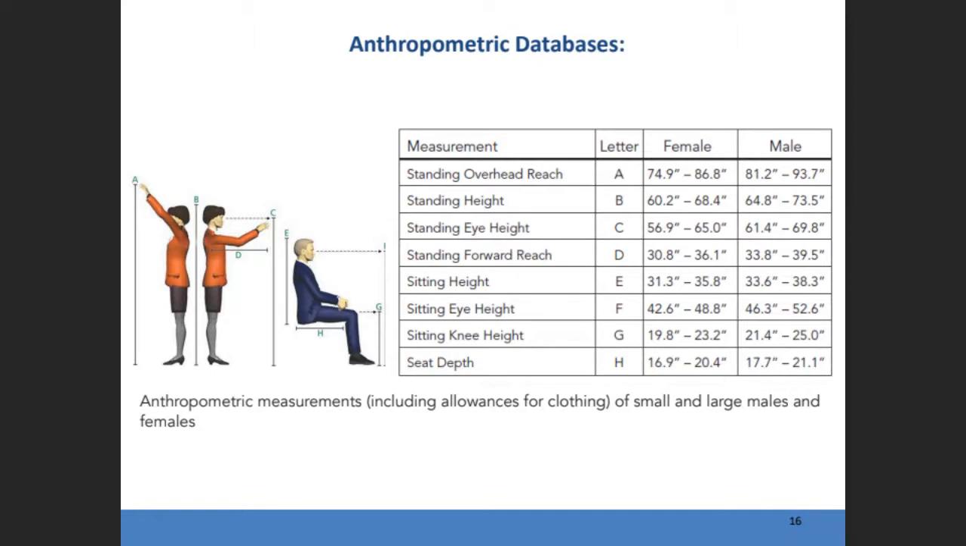If you look to the letters here, A, B from the left, then we have C, and then D, E, F, G, H. Then in this table on the right, those letters are listed in this column. The definition or the measurement of each letter is on the left side here. This is how you read this picture. So look at the letter A: this is the female here, having her arm above or over her head. We call this standing overhead reach.